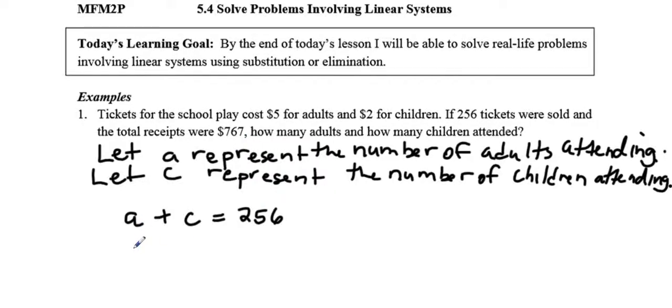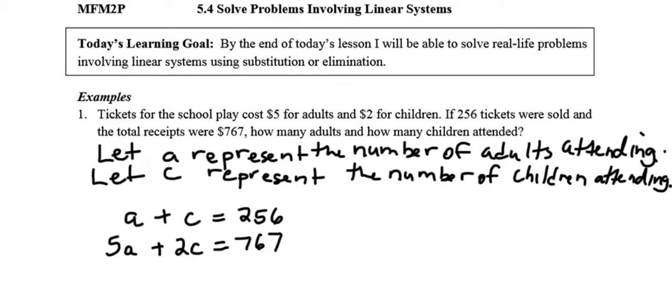So now the money comes up when you take the ticket price for an adult times the number of adult tickets sold. So that would be 5 times A. So the number of adults attending times $5 will give you the money that was generated by the adults. And if you multiply the number of children that attended by the $2, that's going to give you the revenue for the children. And if you add up those two revenues, you get $767.